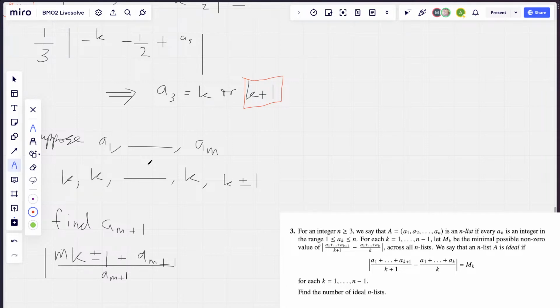It doesn't necessarily have to be optimal for the previous list. We fix a k, right? Oh, if it's optimal for each k. Sorry, yeah, you're right. We say it's ideal if it works for all k. Okay, no, my point still stands. M_K is independent of this ideal property. M_K is just about any n list. So we need to prove what M_K is first, which is what we think is 1 over k plus 1.